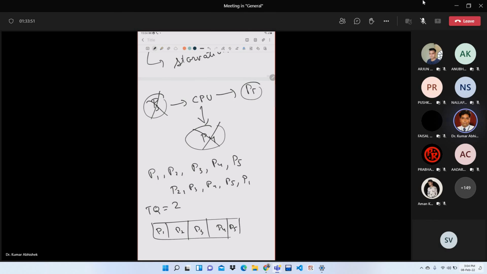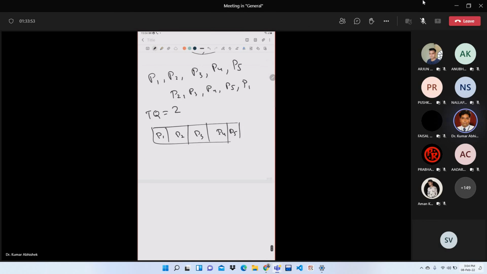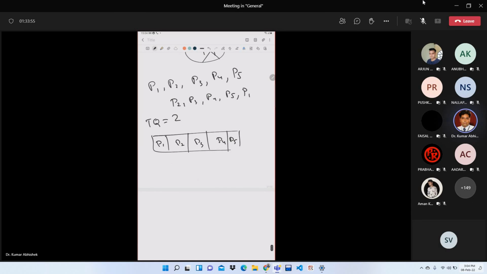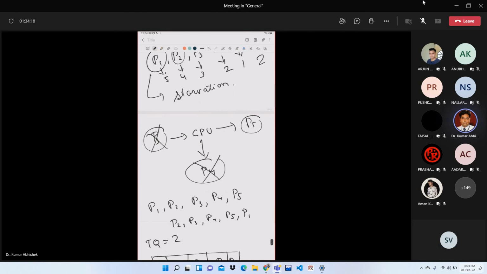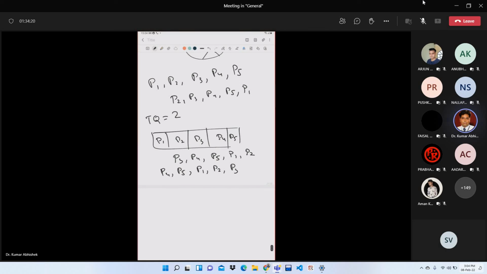P5, P1. Again, if P2 has time remaining, then P3, P4, P5, P1, P2. Again, this may change like this: P5, P4, P1, P2, P3. So we are not going into starvation. Every process gets its turn to execute. They don't have to wait as was happening over here. Is it clear, the difference between round robin and priority?